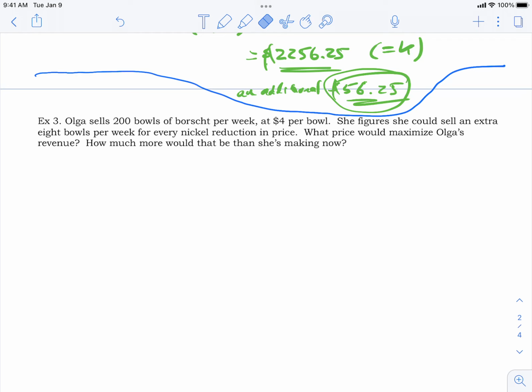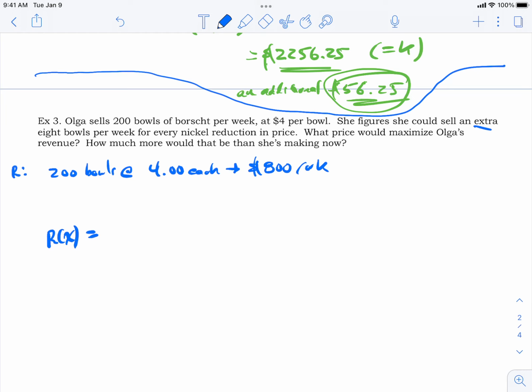What do we got? 200 bowls of borscht. Yep. $4 per bowl. Okay. I can figure this out that right now she's selling 200 bowls at $4 each. So that's $800 a week, right? Okay. Now she's going to sell 8 more bowls. So let's see now here. The revenue that she'll get when she monkeys around with her price. This is the revenue now. But she's going to monkey with the price, right? So let's see.